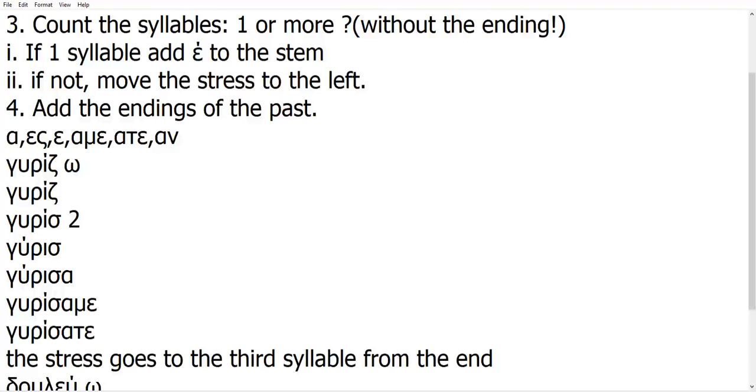Okay. I didn't want to add it to the top, to avoid making it too complicated, but if you want to form other persons, I cannot put the stress here because it would be at the fourth syllable from the end, and this in general in Greek is avoided. You try not to put the stress on the fourth syllable from the end. So I will move the stress to the right, and it will be now on the third syllable from the end.